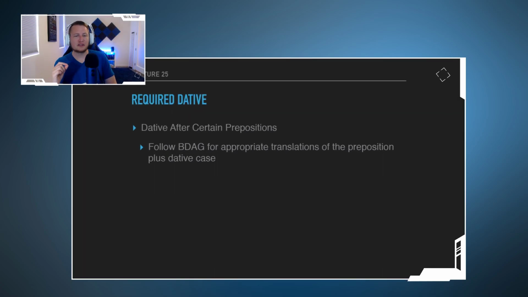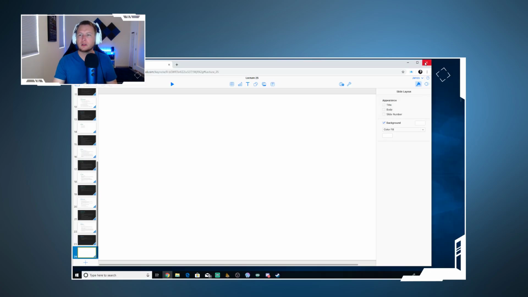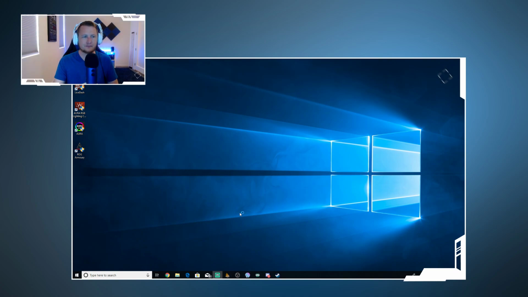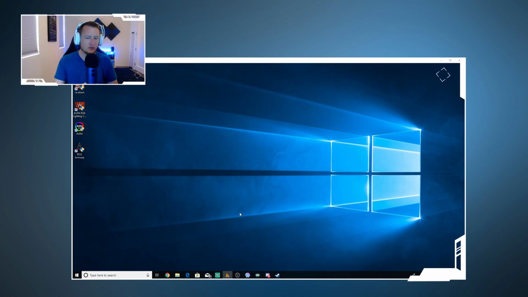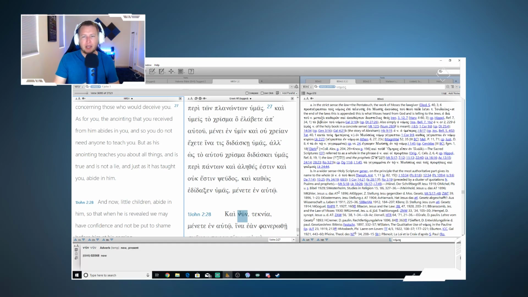Another required dative is a dative after certain prepositions. Again, follow BDAG for appropriate translations of the preposition plus dative case. And that's it. So we're going to spend the rest of our time now going through 1 John 3. So get your text ready, get your pen and paper, and we're going to dive in.